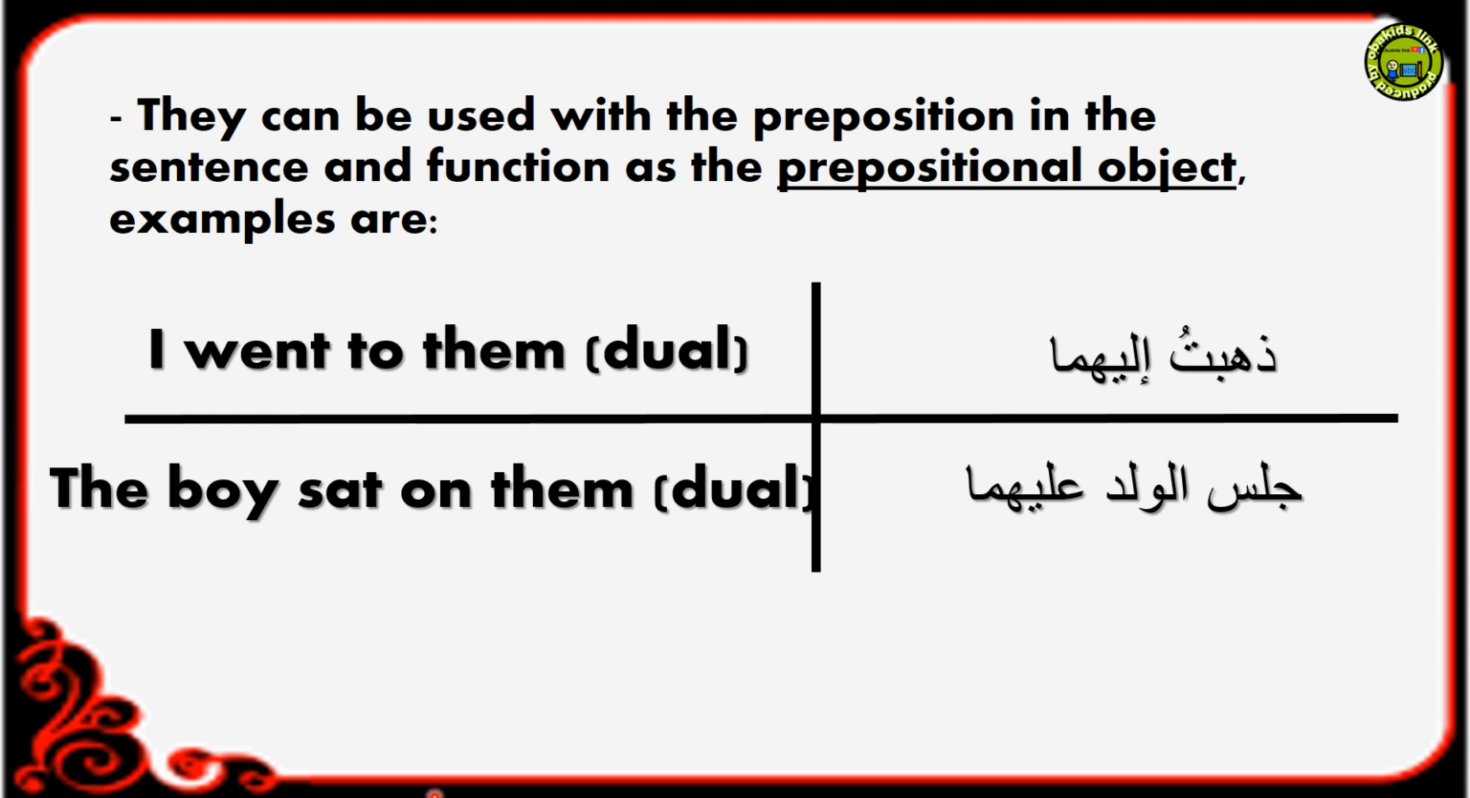They can be used with the preposition in the sentence and function as the prepositional object. Examples are: ذهبت إليهما, I went to them, for dual. جلس الولد عليهما, the boy sat on them, for dual. So the prepositional object here is huma and huma.